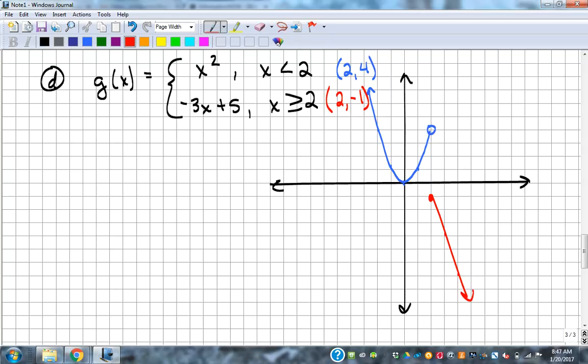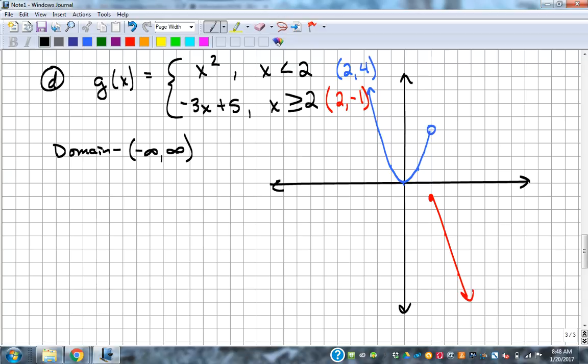What about range? The domain would be all real numbers because we got x values that are less than 2. And it goes over here, and then we skip 2 here, but it's picked up here. And then it keeps going forever that way. So that's why the domain would be all real numbers.